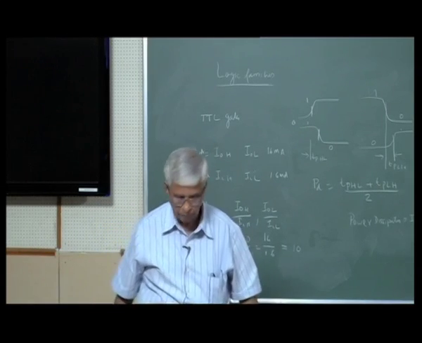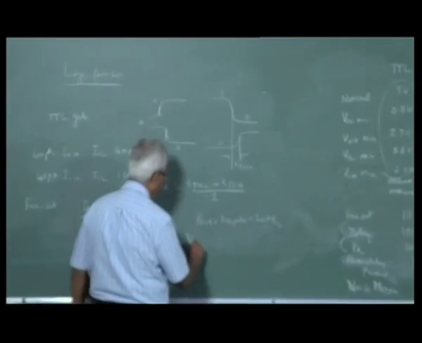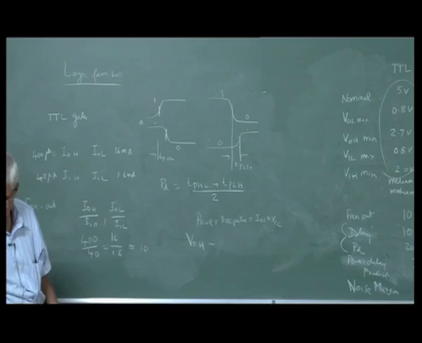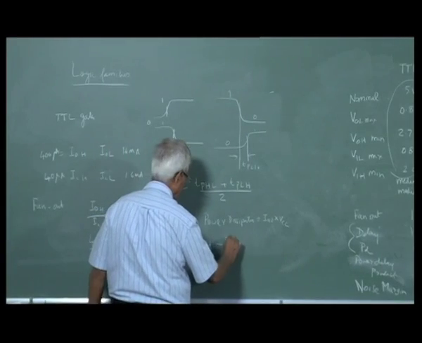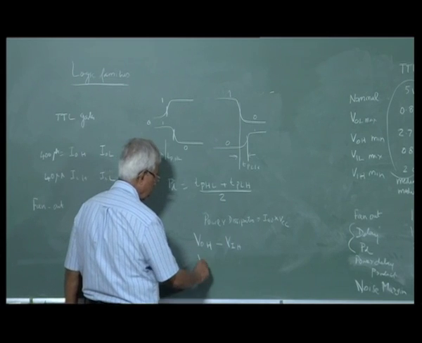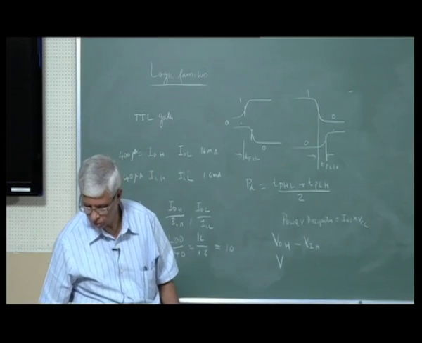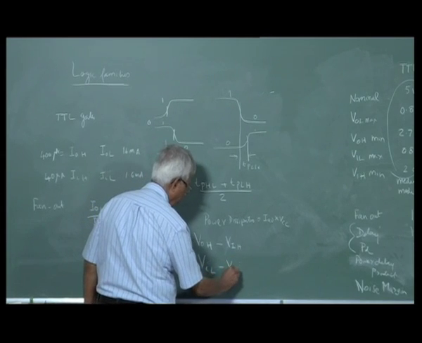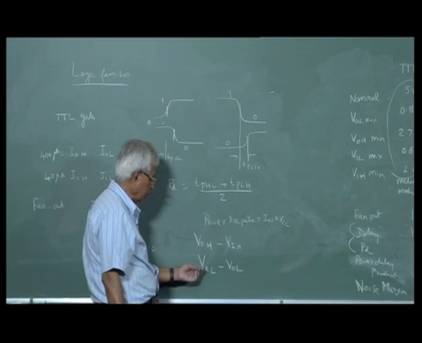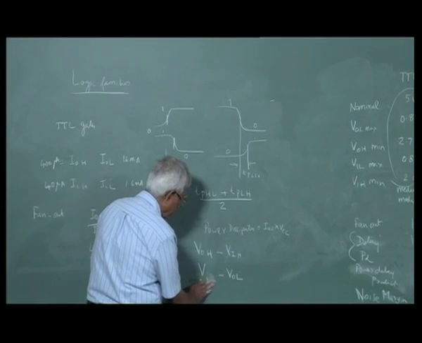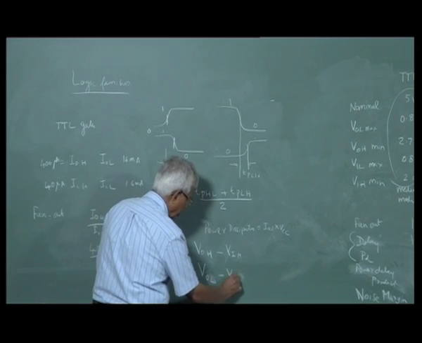Noise margin is VOH, maximum output voltage high level, minus VIH, input voltage. The output voltage of one gate is fed as the input voltage of another gate, both high level. Or VIL, input voltage low level, is fed as the VOL, the output voltage low level, is fed as the input voltage low level in another gate.